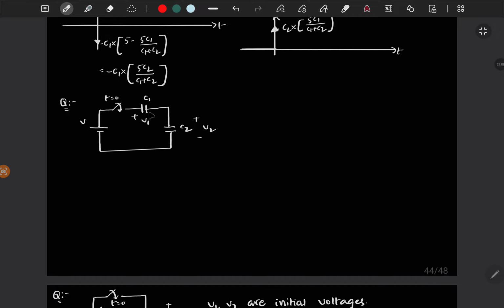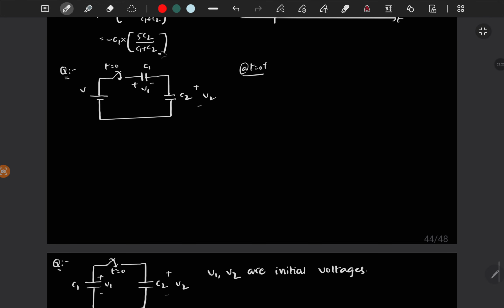So both the capacitors are having initial voltages of V1 and V2, and we are applying some voltage source at t is equal to 0. At t is equal to 0 plus, you have V and V1 and V2, and you don't have any resistor, so you will get impulse current through the capacitors.